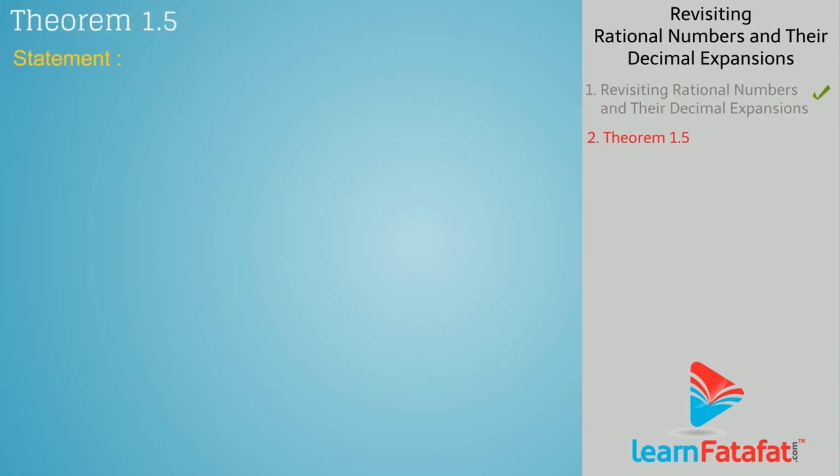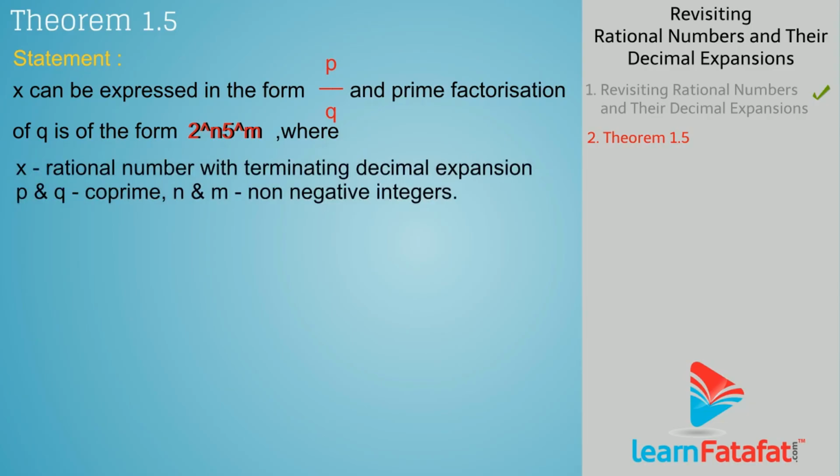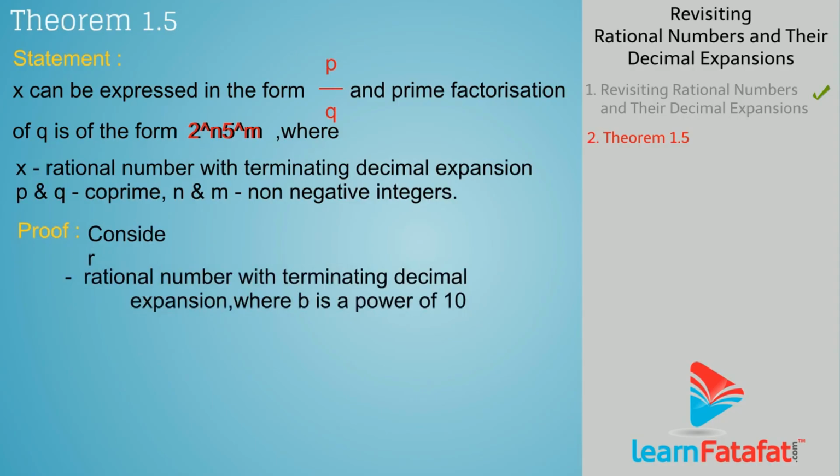Theorem 1.5. Statement. x can be expressed in the form p/q, and the prime factorization of q is of the form 2^n × 5^m, where x is a rational number with terminating decimal expansion, p and q are co-prime, and n and m are non-negative integers.